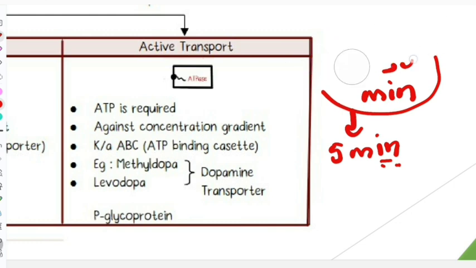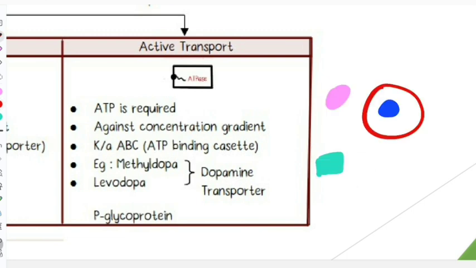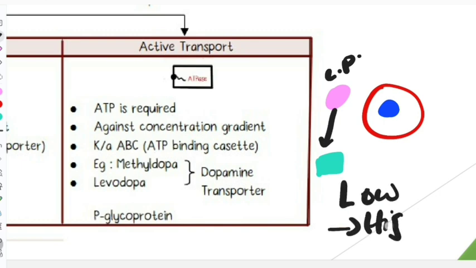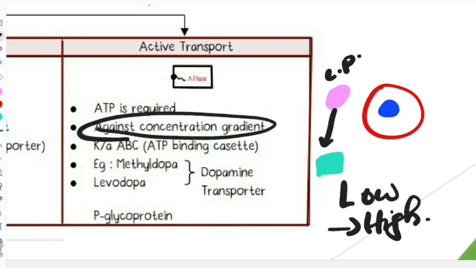Okay, now we'll talk about active transport. In active transport, here this is a carrier protein, right? It will take the drug from a region of low concentration to a region of high concentration. So ഇവിടെ carrier protein takes up the drug and moves it from a region of low concentration to high concentration. അപ്പോൾ അങ്ങനെ അത് ചെയ്യണമെങ്കിൽ അതിന് എന്ത് വേണം? ATP requirement is needed, right? So here the movement of drug is occurring against the concentration gradient.